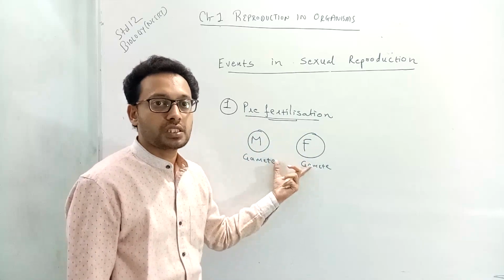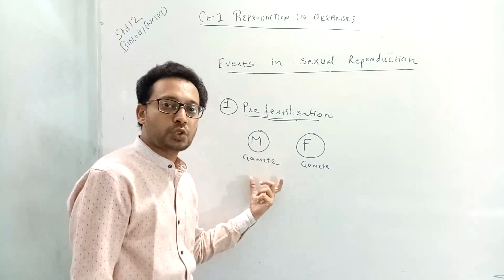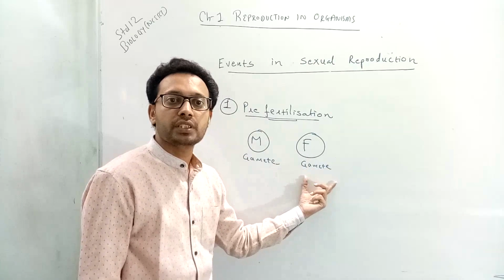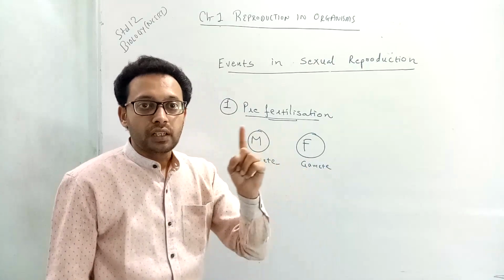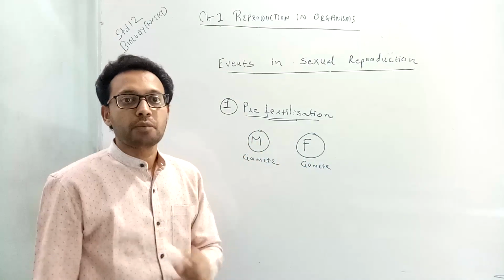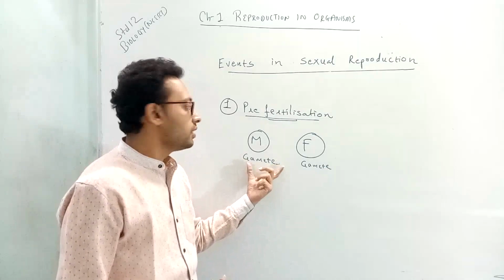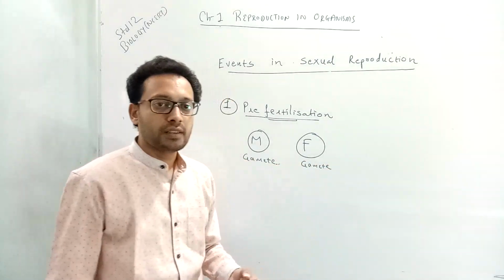So it is not necessary always that the male gamete is produced by the male only and the female gamete by the female only. We will also discuss the example where male and female gametes are produced by the same individual, not by two different sexes. But usually, most of the time, the male gamete is produced by the male and the female gametes are produced by the female.